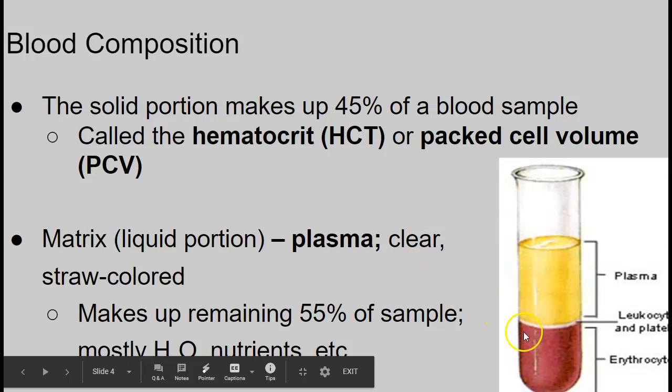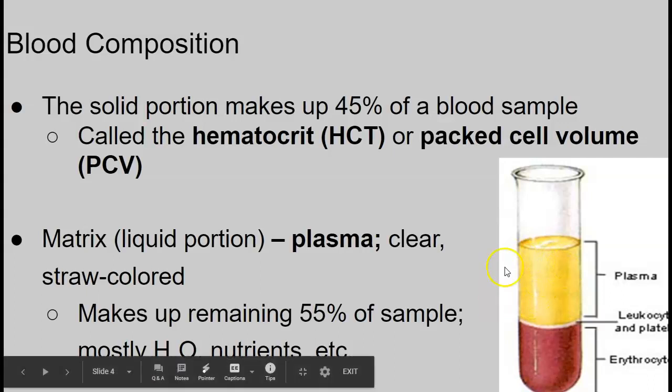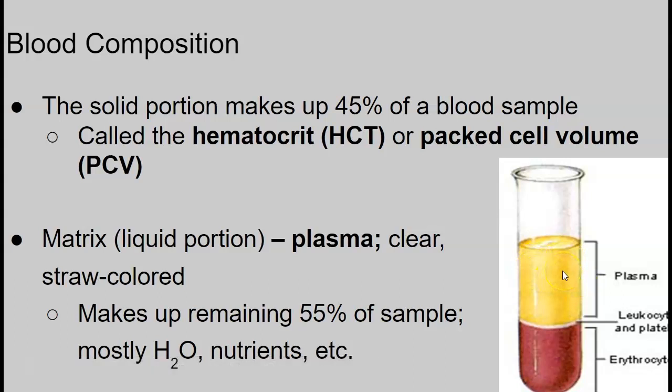Now, only about 45% of your blood is actually solid. The other 55% is going to be this liquid portion here, which is that matrix that we talked about. And it's made up of mainly water, but it also has nutrients in there and proteins. That's why it's not clear. It's actually a yellowish color, and that is because of the proteins in there.